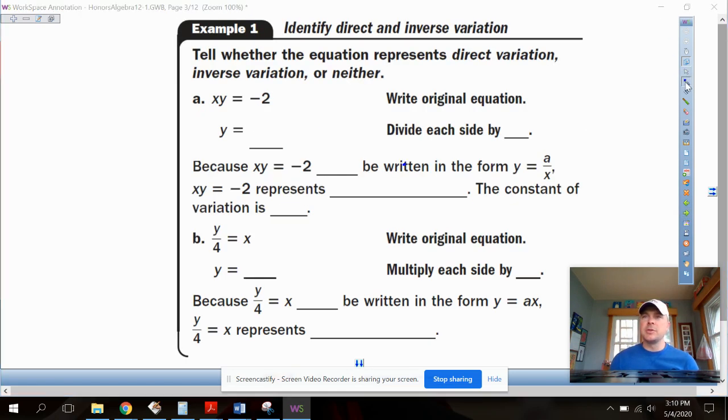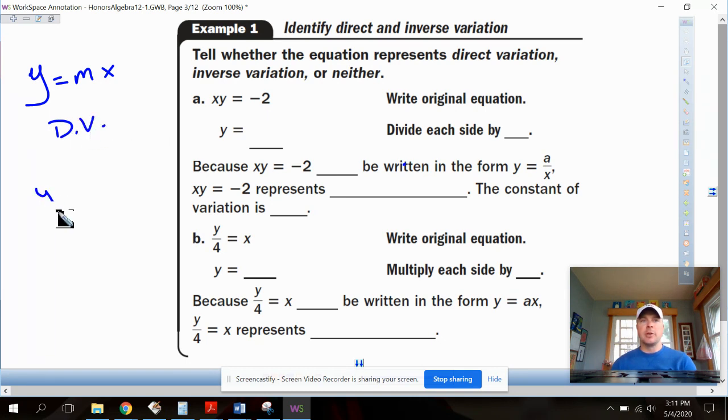All right, so now we'll jump to example one, just trying to identify whether something represents inverse variation or direct variation. So let's see, we've got xy equals -2. And remember, if we can write it in this format, some number times x, that's going to be direct variation. And if we can write it in this format, some number, I guess I used m for slope, I think the book uses a, if we can write it as some number a divided by x, well, that's going to be inverse variation.